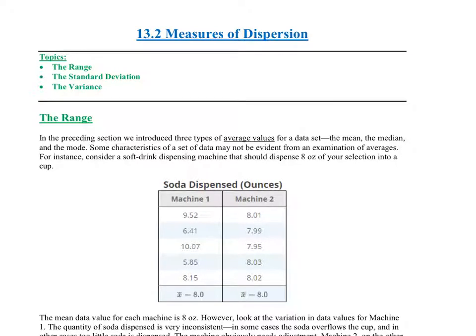All right, we're about to start section 13.2, which is measures of dispersion. So what is this all about? Well, let's go back a section to 13.1, which was measures of central tendency, in other words, averages. We were able to find averages in the previous section.